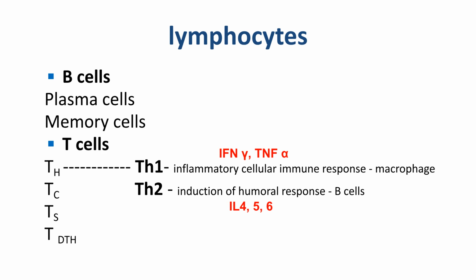B cells are responsible for humoral immunity through antibody production. Upon activation, B cells differentiate into 2 populations. Plasma cells are short-lived but highly active antibody factories, secreting thousands of antibody molecules per second. Memory B cells are long-lived cells maintaining immunological memory for rapid secondary responses. T cells mediate cellular immunity and come in several functionally distinct subsets.